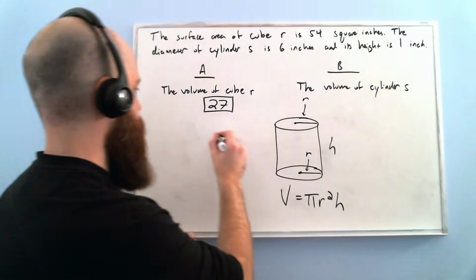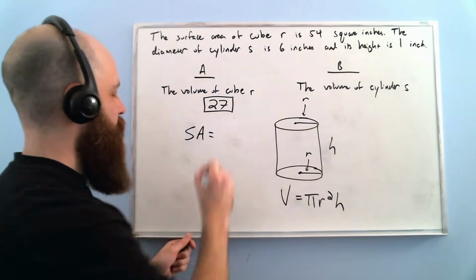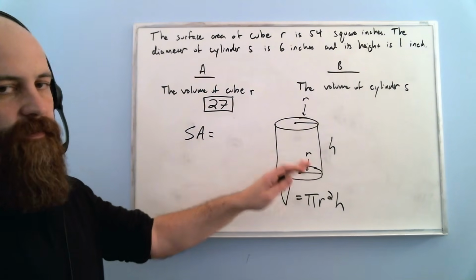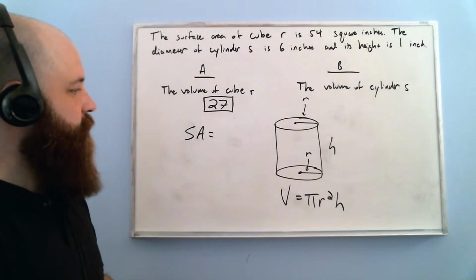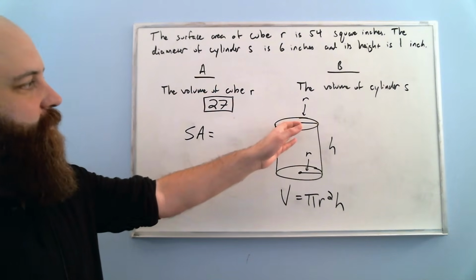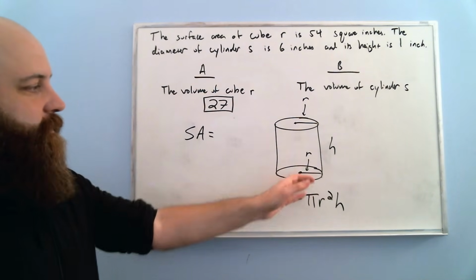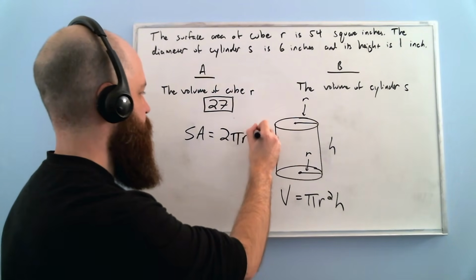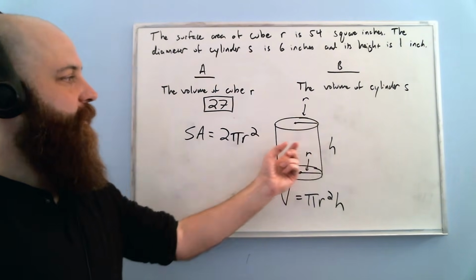Okay, what about the surface area? Well, the surface area is just the area of all the different surfaces added up. So let's start with the easy ones. I know that the top is a circle with an area of pi r squared. Same thing with the bottom. So I've got two circles, pi r squared. Okay, how do I get the area going around?